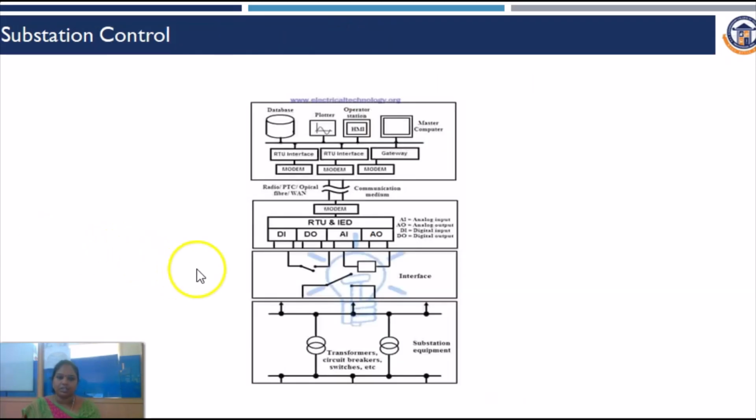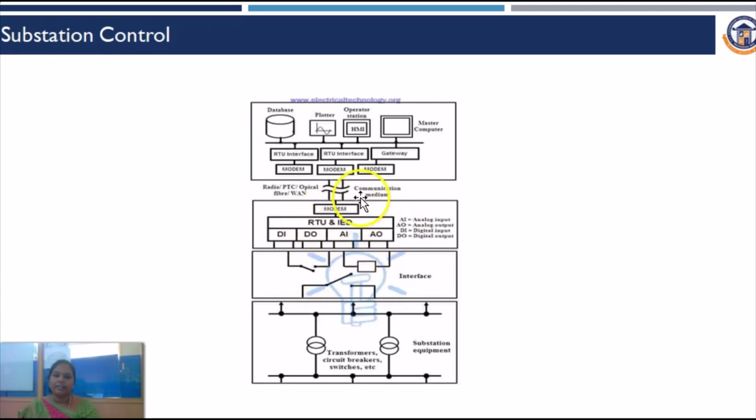And this is the substation control. Here we have transformers, circuit breakers, switches, etc. And these are all the substation equipment which are interfaced to the RTU or IED, that is the remote terminal unit and intelligent electronic devices. So, each and every data acquisition from the transformer, circuit breakers, and switches, whether it is digital data or analog data, will be connected to the data acquisition system using these RTUs and IEDs.